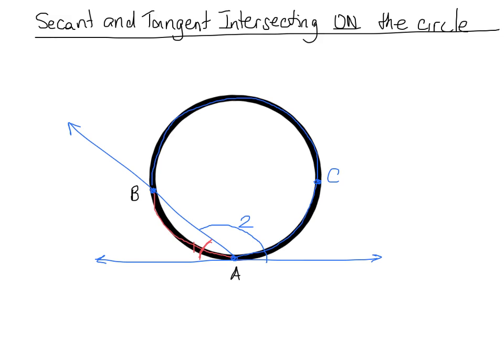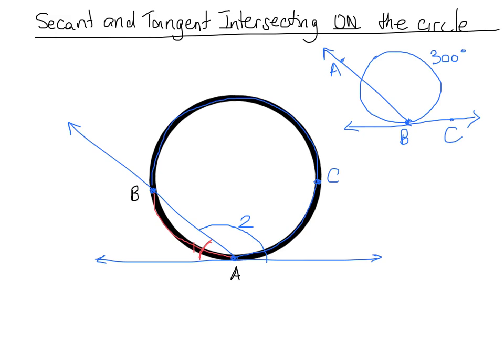All right, so let's look at an example just to be sure that we understand this. I'm just going to draw it really quick here. So we have our tangent, and we have a secant. Now, if I tell you that the measure of this intercepted arc is 300 degrees, and I ask you for the measure of angle ABC, what would that be?